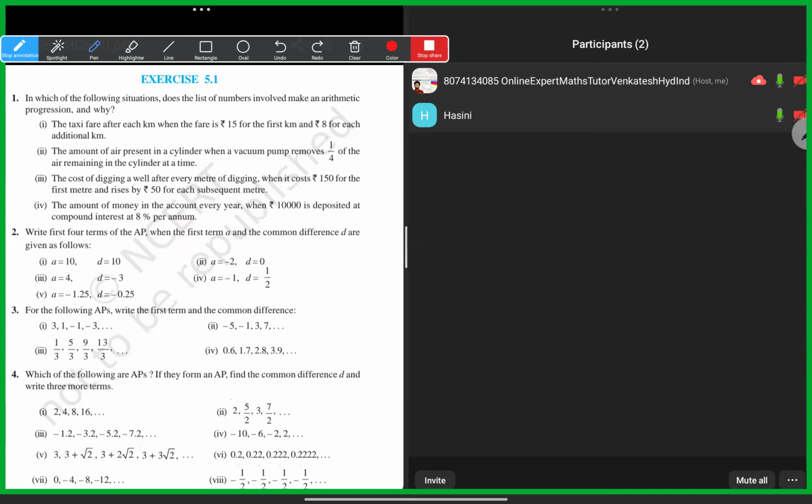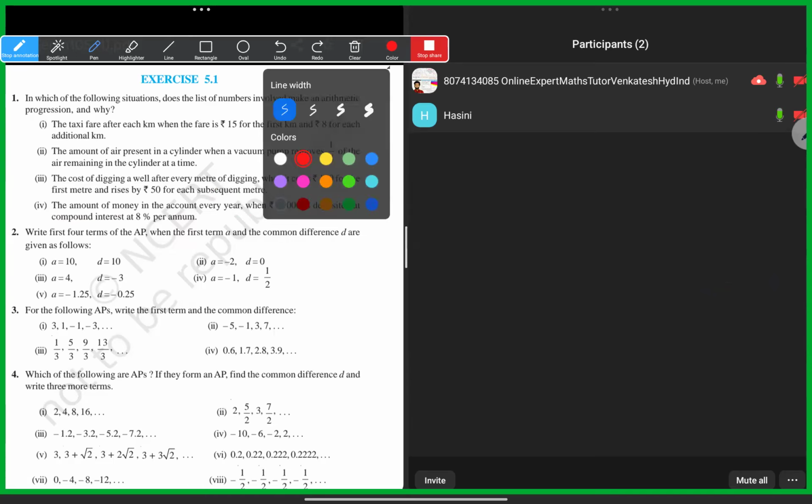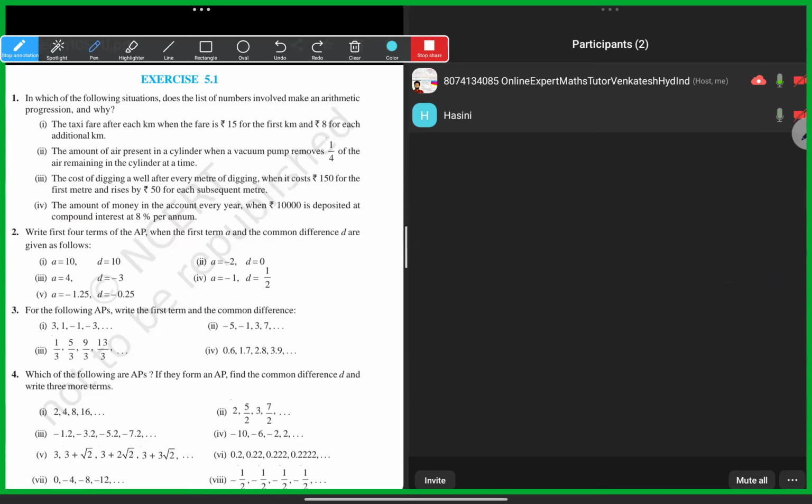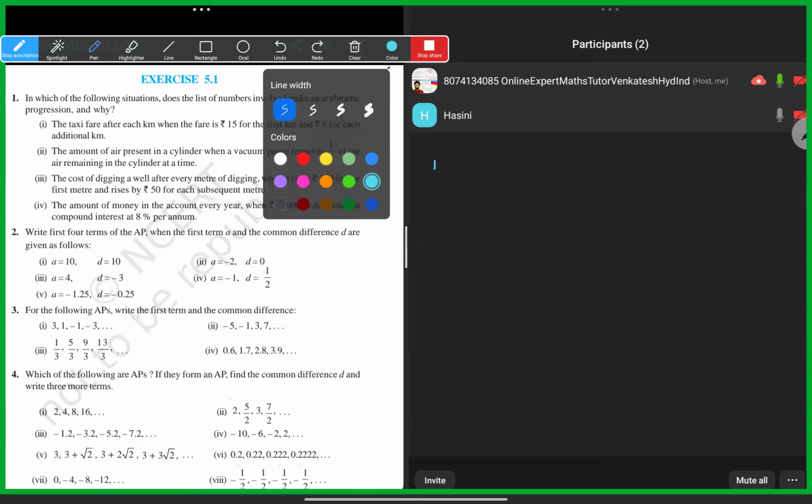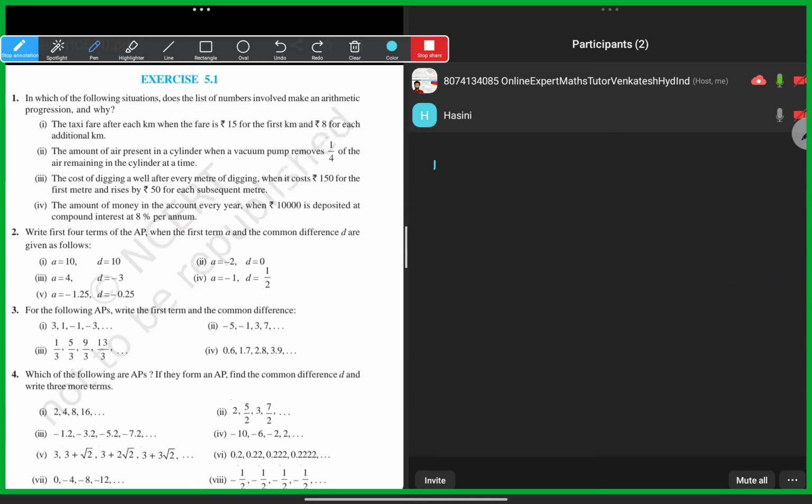In the compound interest case, we are asked to find the amount after every year, and we have a formula for that. I think you will have seen this in class, if you remember. Using this formula, we'll find the amounts after every year. These amounts after every year are the terms of this progression. Then we'll check by doing A2 minus A1, A3 minus A2, A4 minus A3, whether they are equal or not.